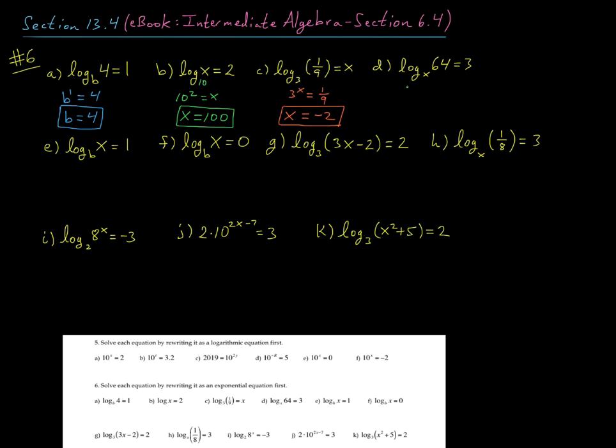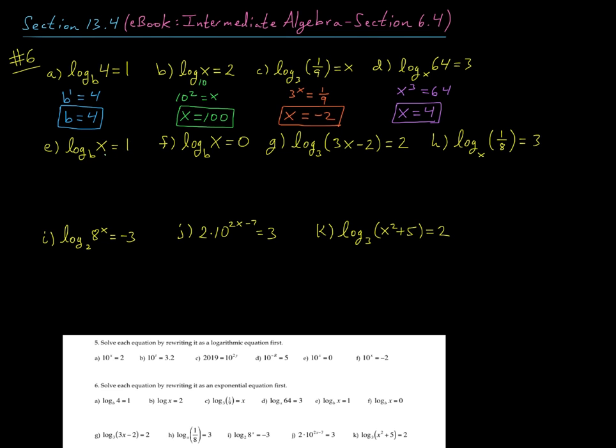Okay. Part D, it says log base x of 64 is equal to 3. And so for that, I'm going to do x raised to the third power, so x cubed, that's equal to 64. Now I have to think, well, what number cubed is 64? And that would be 4. Because 4 times 4 is 16, and 16 times 4 is 64.